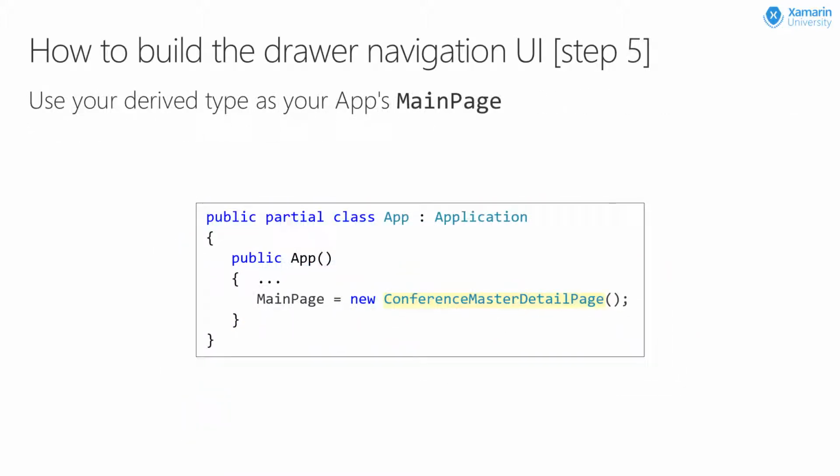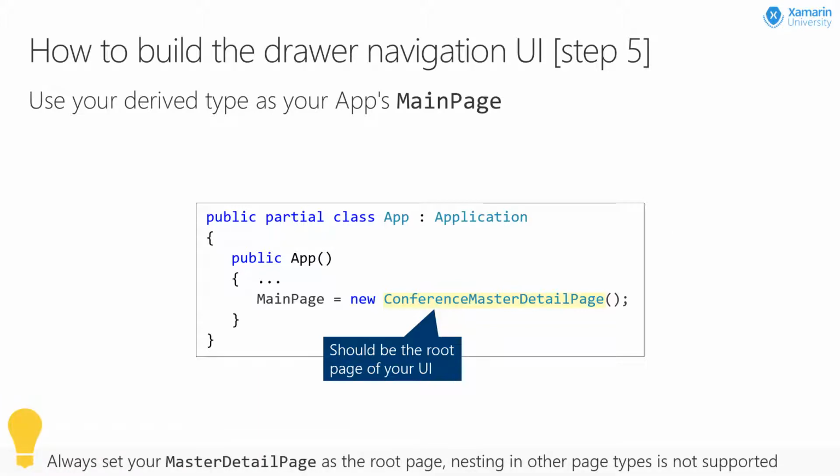And to display your master detail page, you're going to create an instance and assign it to your app class's main page property. Now, your master detail page should always be the root page of your application. It shouldn't be hosted within another navigation page type, such as navigation page or tab page. It should always stand alone and be the root. And nesting the master detail page within another page is not supported, and it may give you unexpected results.